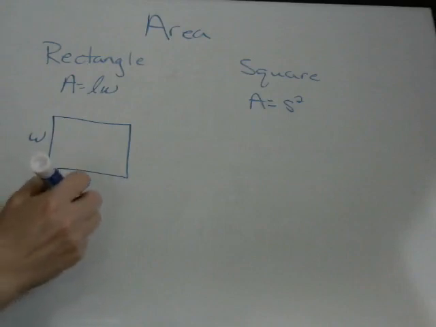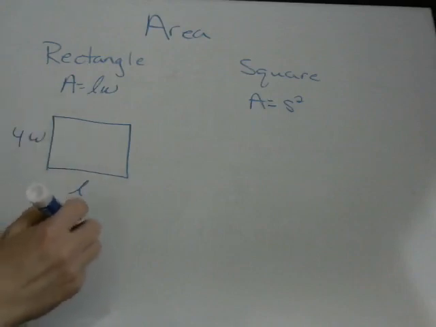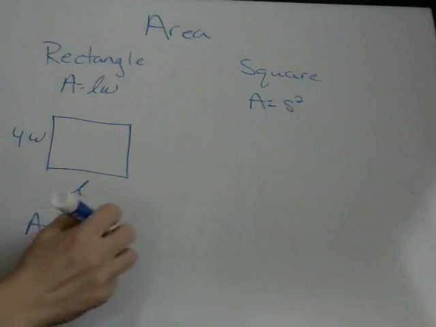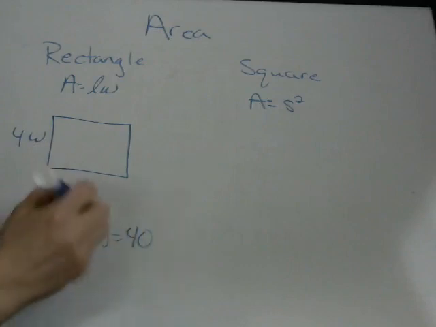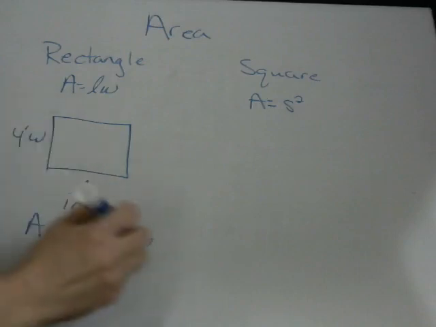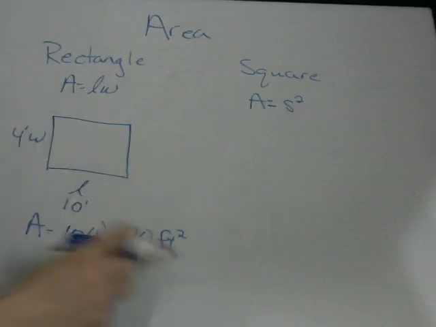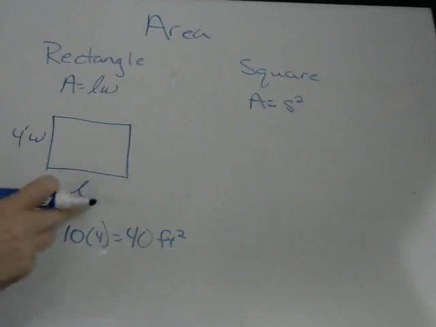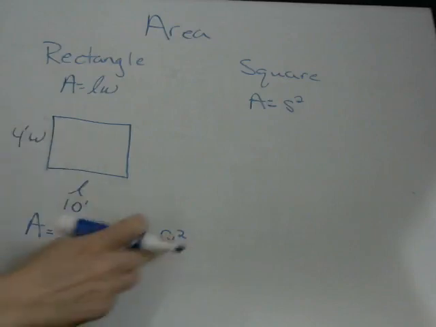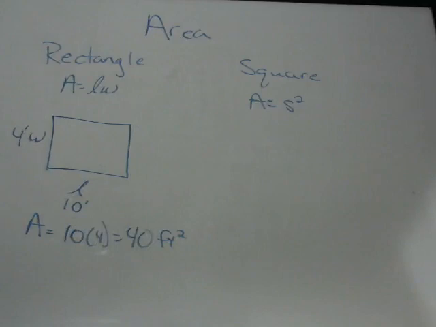So if this is 10 and this is 4, the area is going to be 10 times 4 equals 40. Let's say this was 10 feet and 4 feet, it's going to be 40 feet squared. That's the units that you write on it, because you're multiplying feet times feet, so that's how you get square feet.